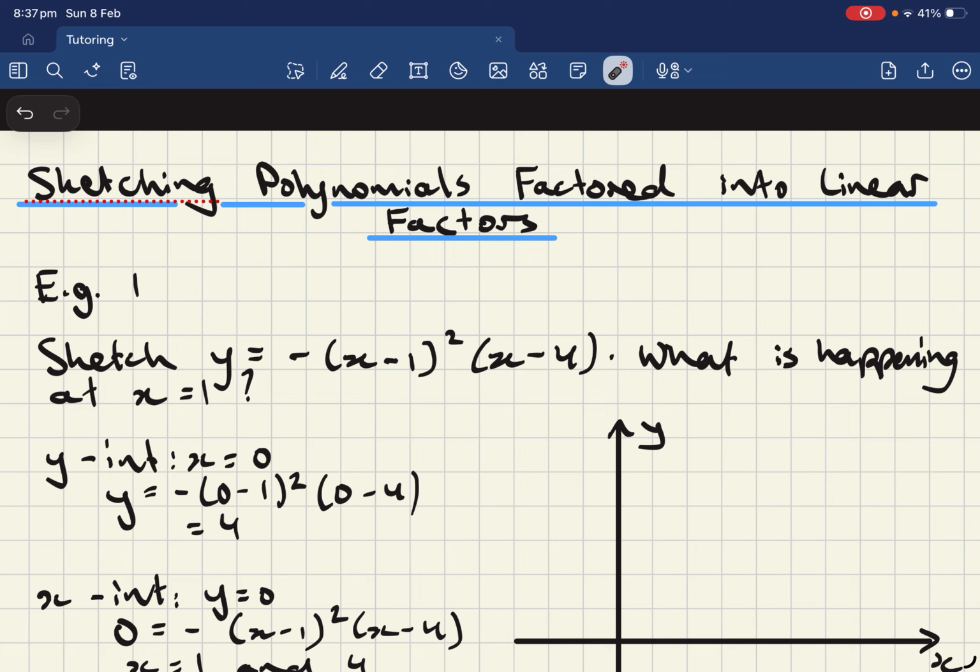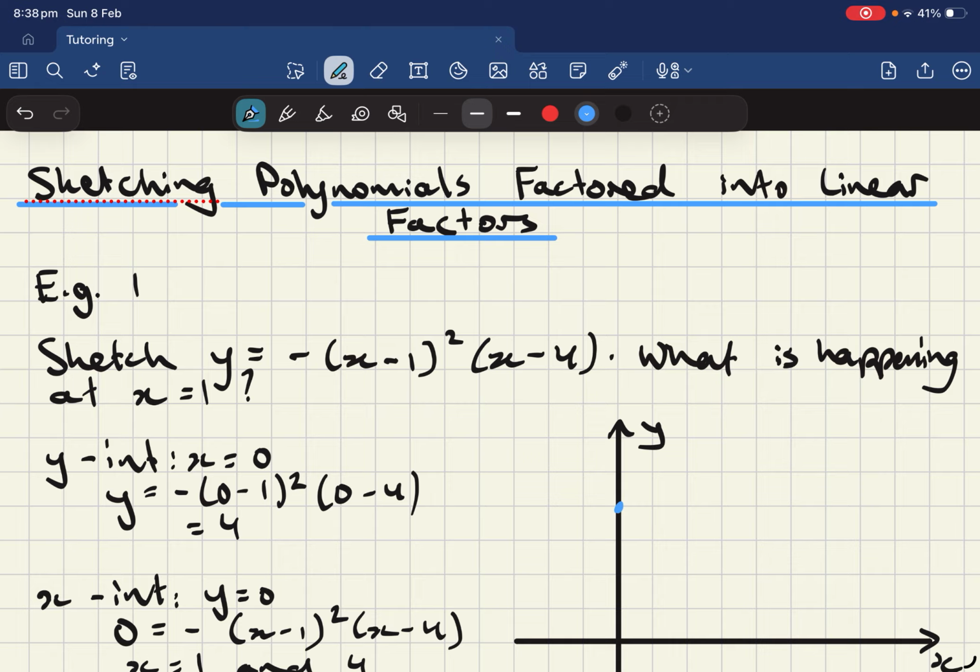Now here we have the function y equals negative (x minus 1) squared (x minus 4). The question's also asking us, after we sketch this, to see what is happening at x equals 1. I've already done the working out for some key features. Remember, when we sketch graphs, we need the y and x intercepts. For the y-intercept, I've set x to equal 0, and I get 4 as my y-intercept. I'm just going to label that value up here.